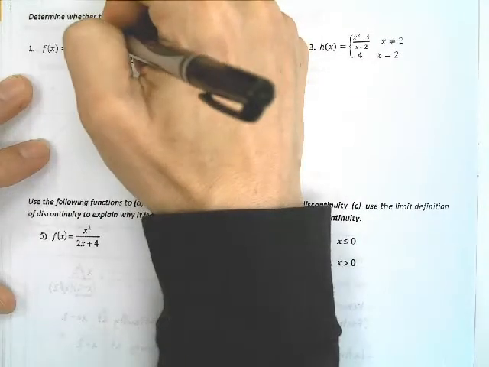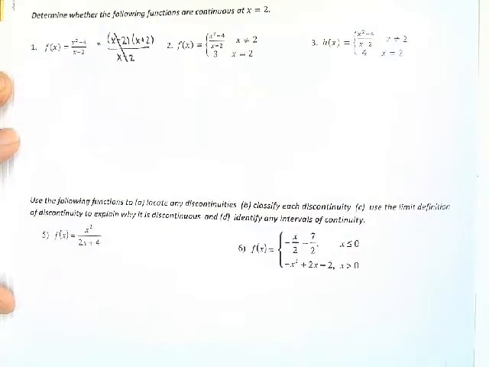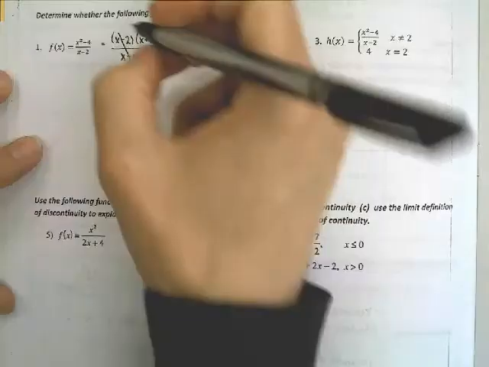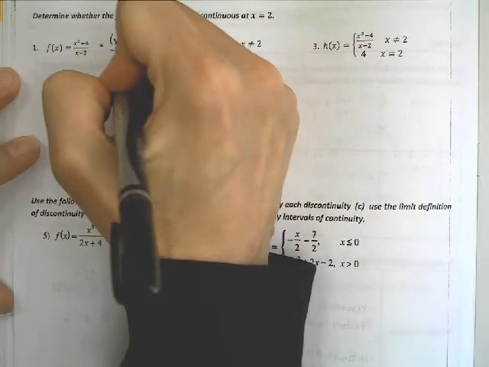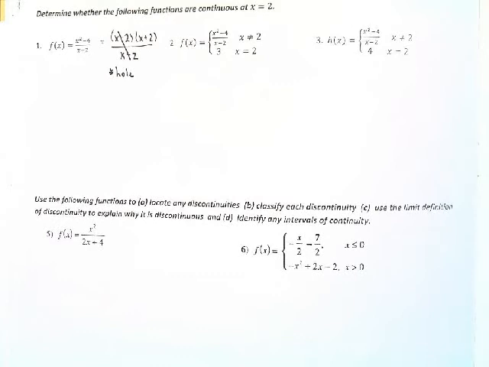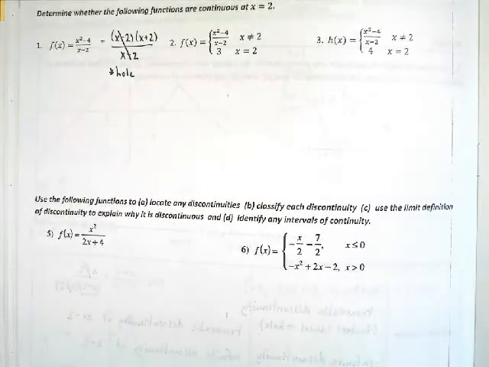And I notice I'm going to cancel a factor of x minus 2. So again, that canceling indicates that there's a hole, or really a removable discontinuity. Well, let's go ahead and check now.